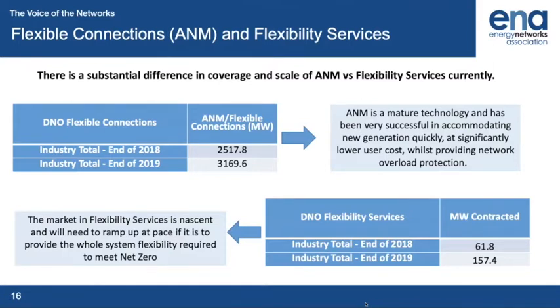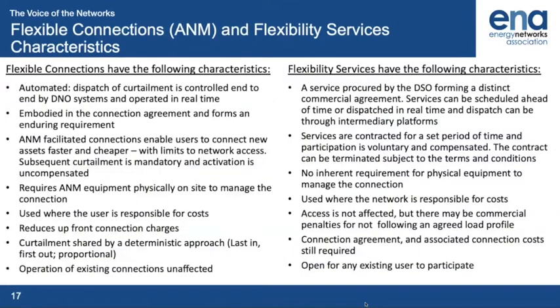The next slide looks at the differences and similarities between the flexible connections delivered through A&M and the flexibility services. So the flexible connections are typically automated. The dispatch of the curtailment is controlled by DNO systems. It limits network access, and so it's embodied in the connection agreement. But it reduces the cost for that connecting user where they're responsible for the costs. So there's a reduction in the upfront costs for connecting to the network, if there is potential for curtailment through the life of the connection.